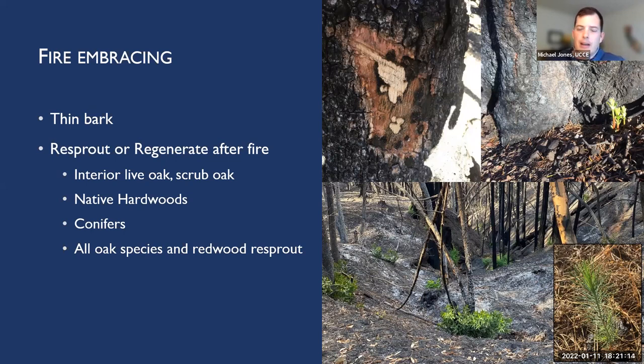And so typically we think of trees that are fire embracing as having thinner bark. As you can see in the photo in the top right, that's interior live oak. As opposed to that previous image, that cambium, that wood tissue is just really cooked and that bark is completely dead and consumed for the most part. So the above ground biomass dies, but the tree rapidly, within weeks essentially, will resprout and start over. We think of these as a few of our live oaks. Most of our native hardwoods have this capacity.